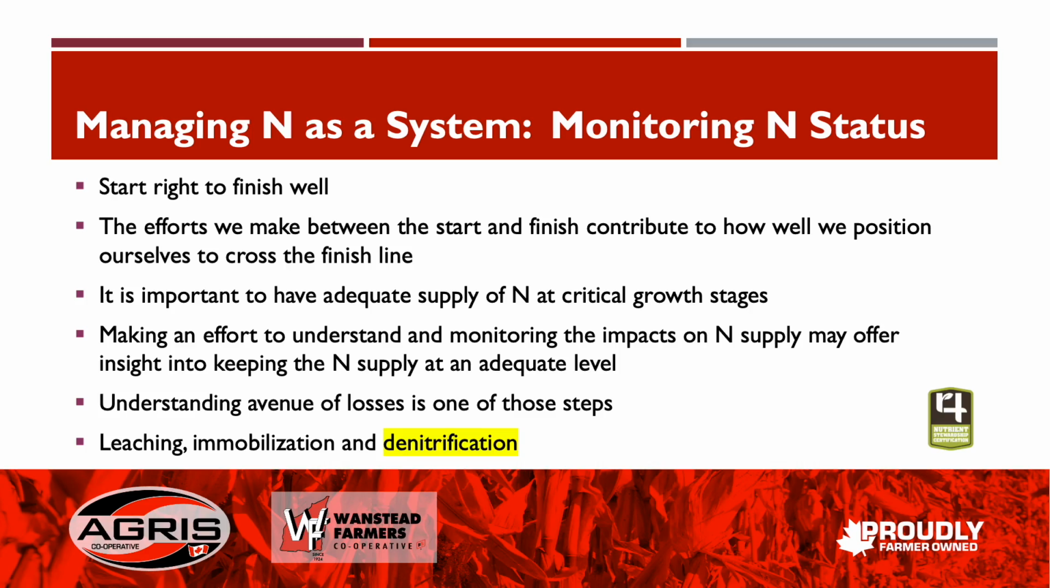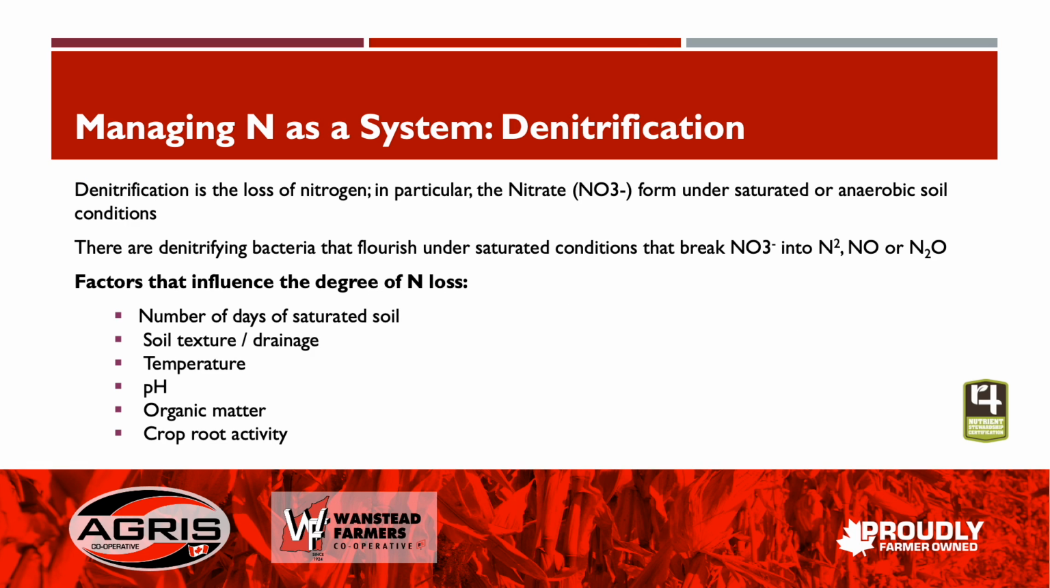Today we're talking about denitrification. This is what occurs when the soils are saturated or under anaerobic conditions. These denitrifying bacteria flourish under these conditions, and they convert or break nitrate apart into N2 gas and nitrous oxide, and that evolves back into the atmosphere, representing both an environmental concern and an outright loss of nitrogen that would otherwise be there for the crop.